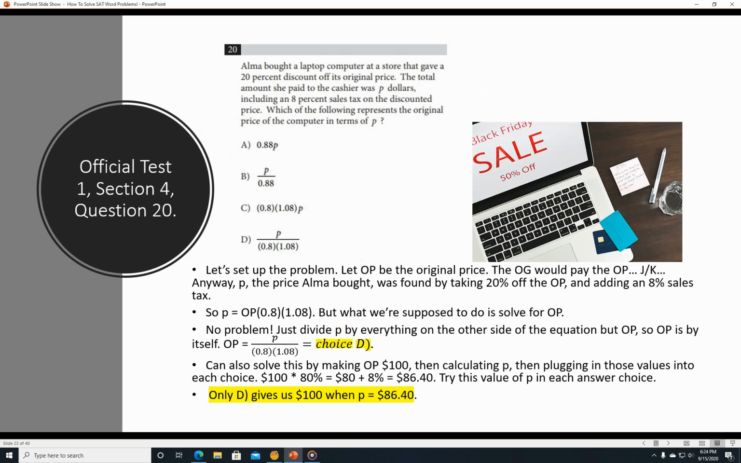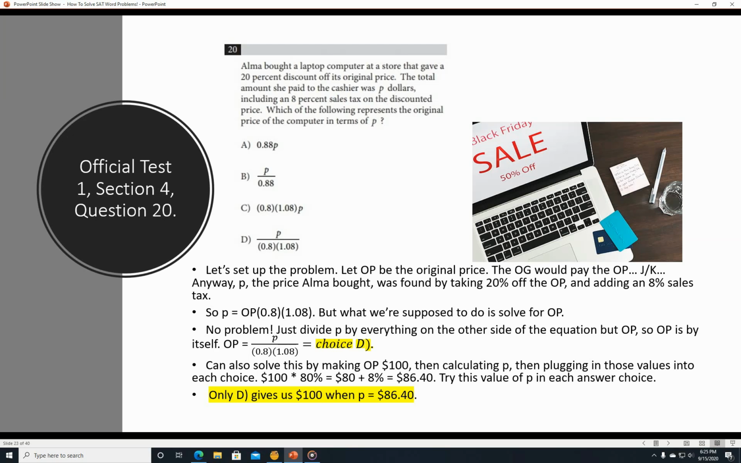Alma bought a laptop computer at a store that gave a 20% discount off its original price. The total amount she paid to the cashier was $P, including an 8% sales tax on the discounted price. Which of the following represents the original price of the computer in terms of P?